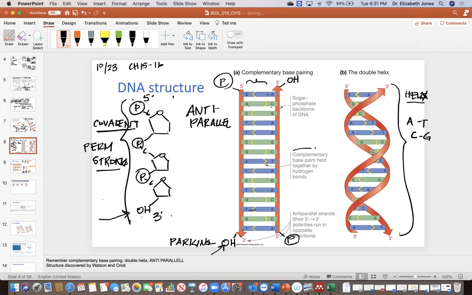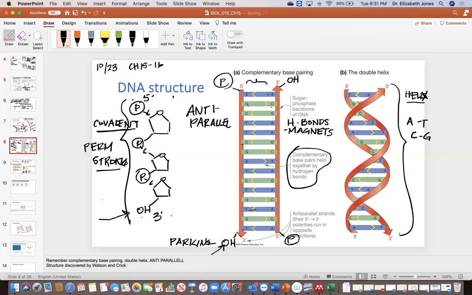And if you remember from our last lecture, they are being held together by hydrogen bonds. And hopefully you remember from earlier in the semester that hydrogen bonds result from molecules that have partially positive charges on them interacting with molecules that have partial negative charges on them. So they stick together kind of like magnets. And just like magnets can stick together and pull apart, so can these base pairs.